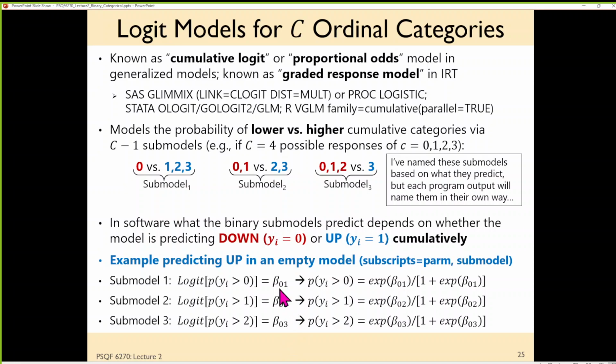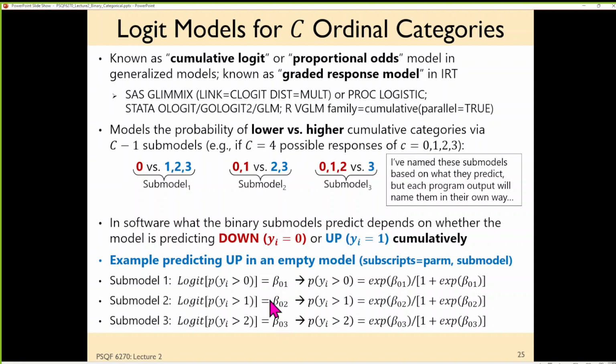So I've got beta 01, beta 02, and 03. They're all 0 because they're all intercepts. But is it the intercept for submodel 1, 2, or 3 is the question, because you're going to get 3 of them on your output. And no, they will not be neatly labeled. That would be too fun.